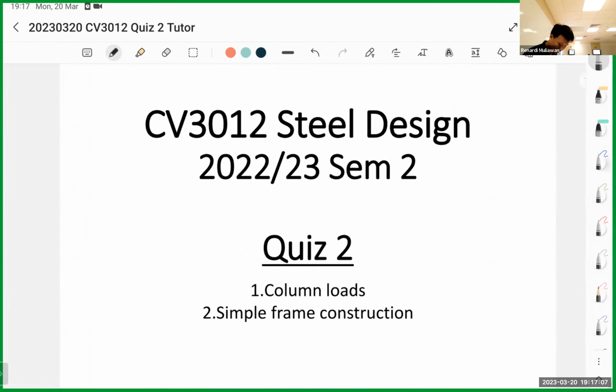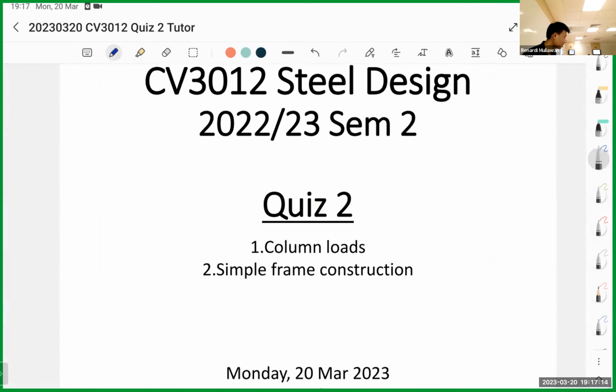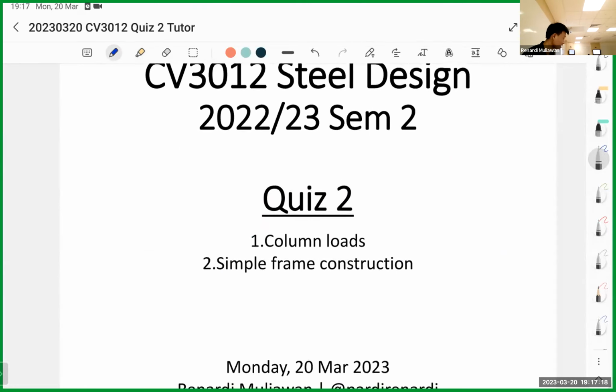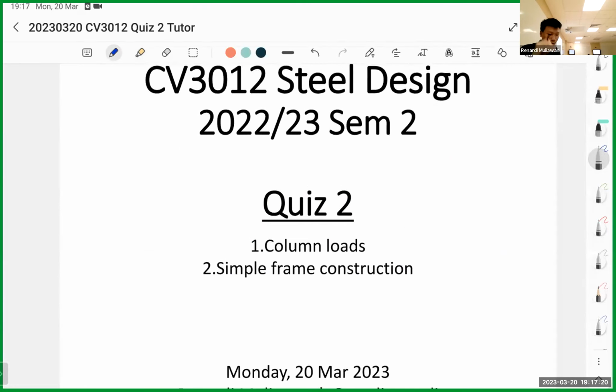So today I'm going to discuss quiz 2, the second session. Based on the outline, it should be still the same, about column loads and simple frame construction. First things first, you should have a few files. The first one is the one that I'm going to write on. The second one is the cheat sheet.